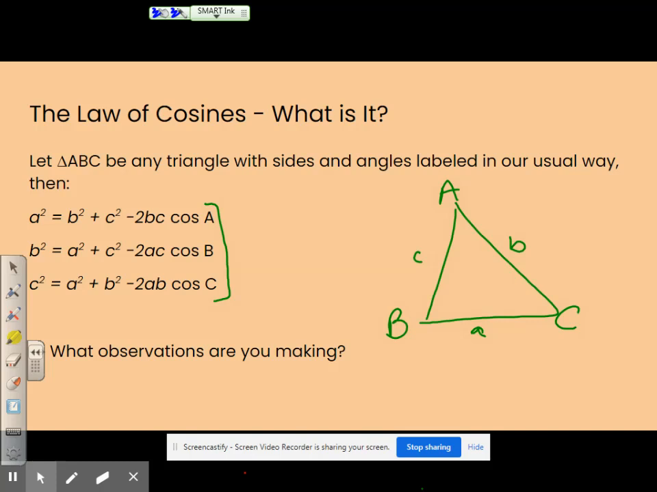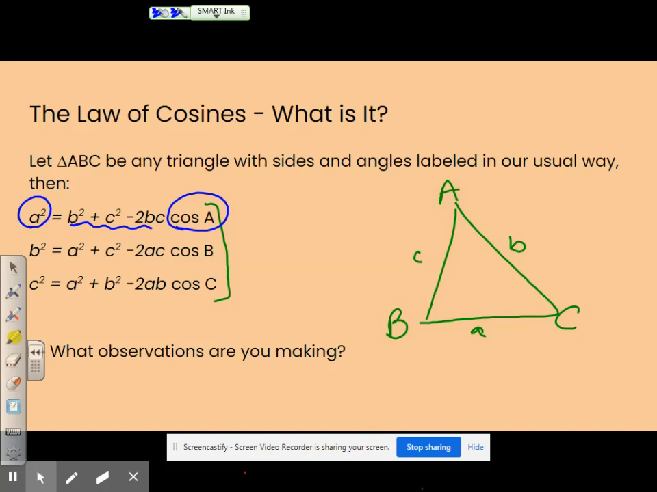Something that I'm noticing is that the side squared on the left hand of the equal sign is the same side that we're taking the cosine of our angle. All of the other sides are in between, that b squared plus c squared minus 2bc. And it works for the other two variations. I'm able to use any of these, of course. They're really just saying the same thing.